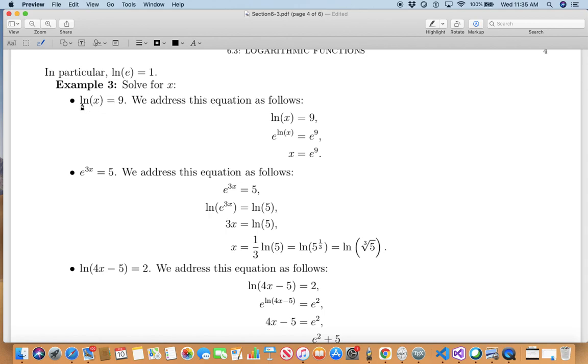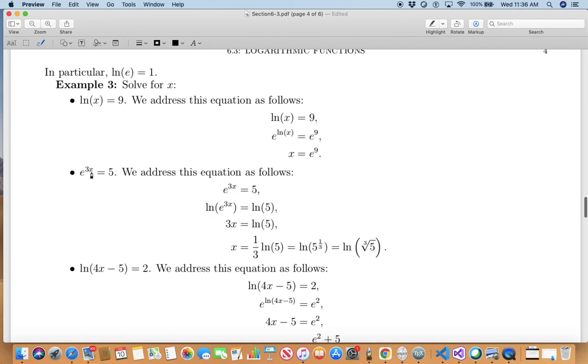Solve for x. Natural log of x is 9. How do we address this equation? Well, natural log of x is 9. Take exponents. You see, the base is e, so you would raise e to both sides. E to the natural log of x is x. They are inverse functions. All right. And e to the 9 is e to the 9. You have solved for x. You cannot do any better.